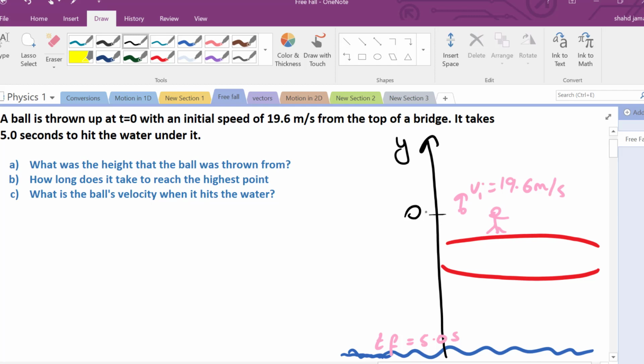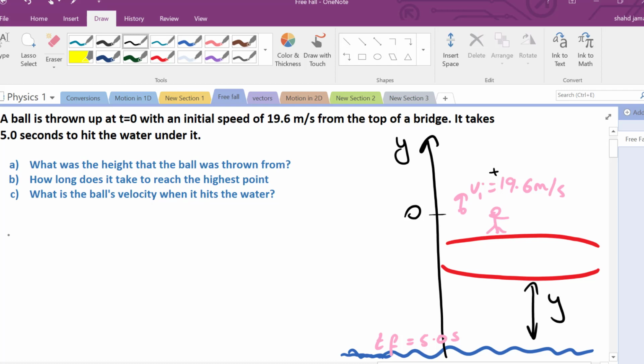Since my y-axis is upwards and this ball is being thrown upwards, my velocity is going to be positive. It's very important to note. So the first part asks, what was the height that the ball was thrown from? So we want to find this y.